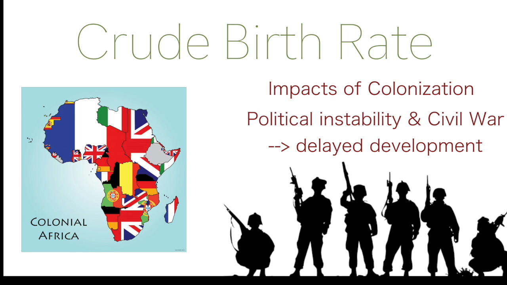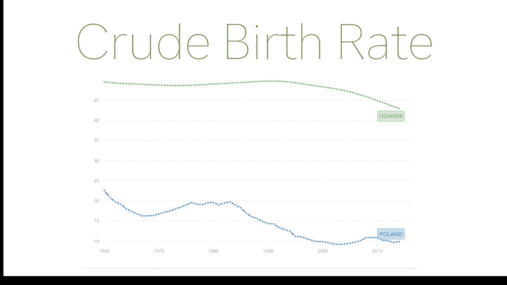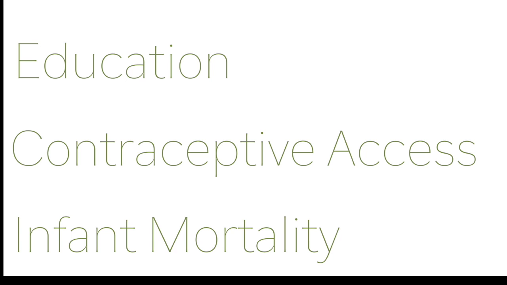The country is currently making strides in economic growth, political stability, and overall development, but as we can see from their population pyramid, due to their lower level of development, there are still large differences in characteristics such as their crude birth rate in comparison to Poland and other developed countries. But why specifically do we see these differences in birth rate today? There are many factors, but three large ones that we will discuss are education, access to contraceptives, and infant mortality.